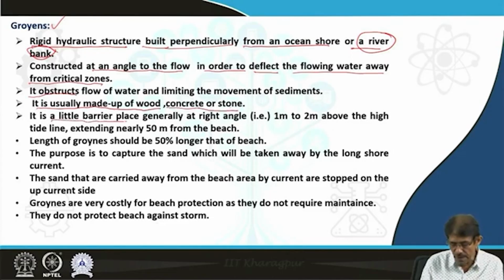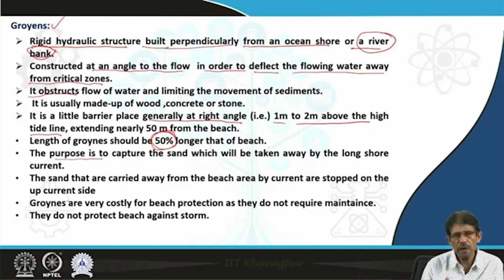It is a little barrier placed generally at right angle, 1 meter to 2 meters above the high tide line and extending nearly 50 meters from the beach. The length of a groin should be 50% longer than that of the beach. This type of structure is suitable to minimize the impact of erosion, particularly in a beach area. As we have analyzed, the length should be 50%. Less than 50% is not suitable and creates a lot of problems.